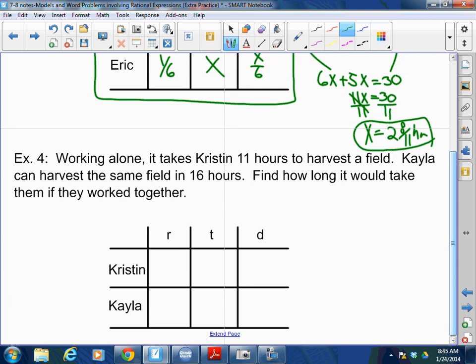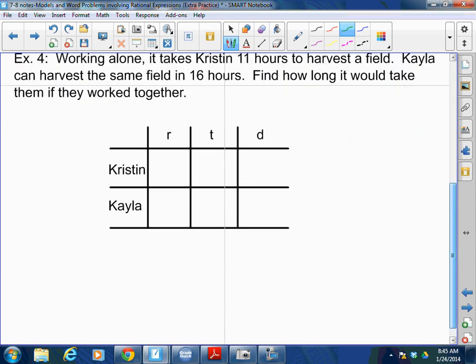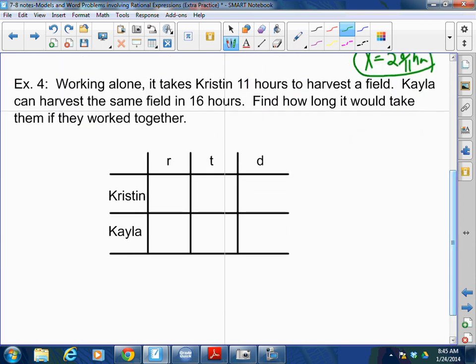Last one, guys. I just wanted to review. Working alone, it takes Kristen 11 hours to harvest a field. I should have put a different one. 1 over 11. Kayla can harvest the same field in 16 hours. Find how long. Yeah, it's the same thing.